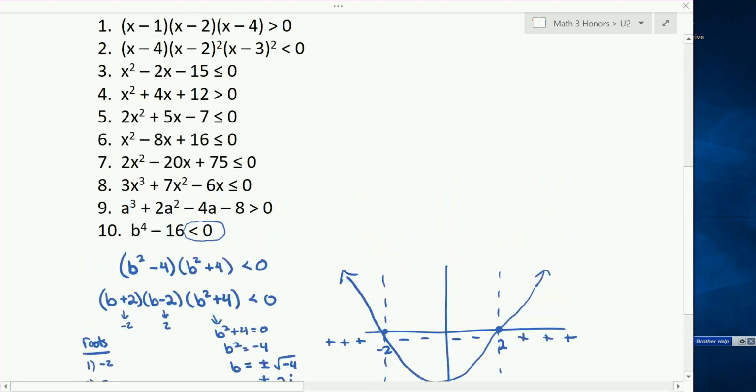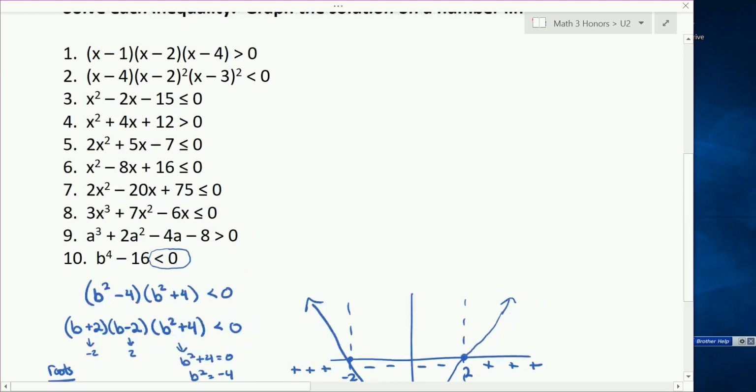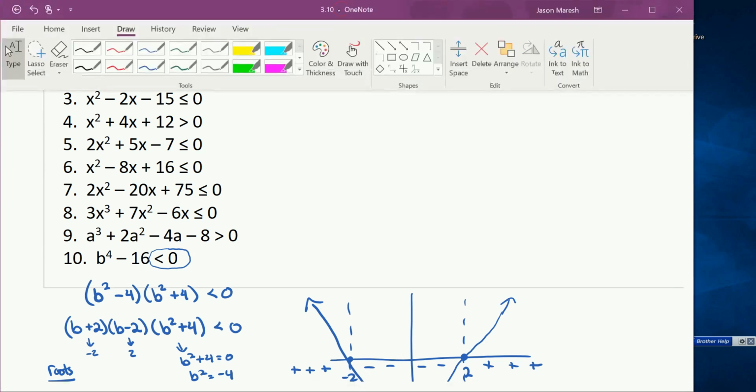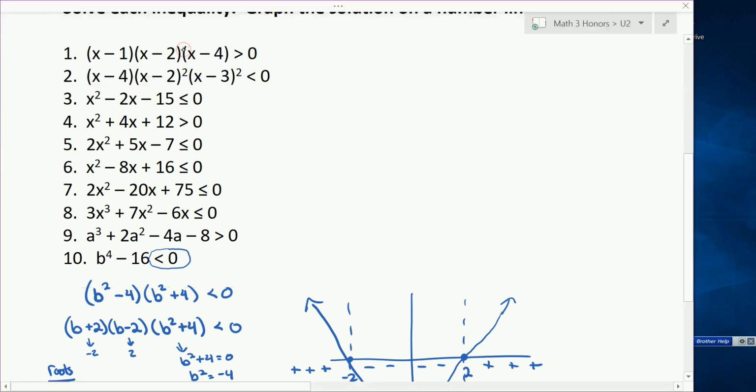I'll do one more if you want, unless you feel comfortable. Which one? Doesn't matter to me. What's that? Number 9? Okay. So a cubed plus 2a squared minus 4a minus 8 greater than 0.